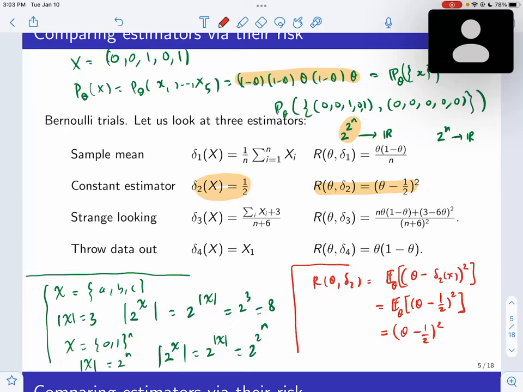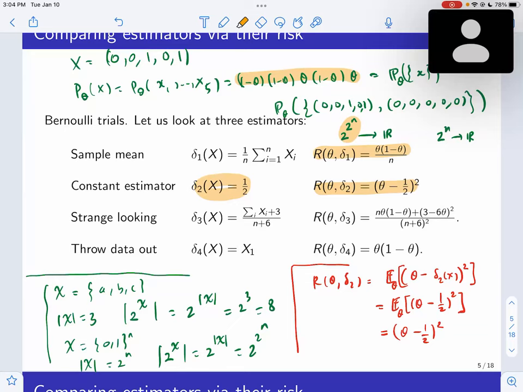Okay, so we have the risks, and then we can compare them. We want the one that minimizes the risk. At this point, depending on the time, we can either try to see why this is true, or I can tell you the punchline and then figure out why this is true later. Let me maybe try for a few minutes, and see if we can.